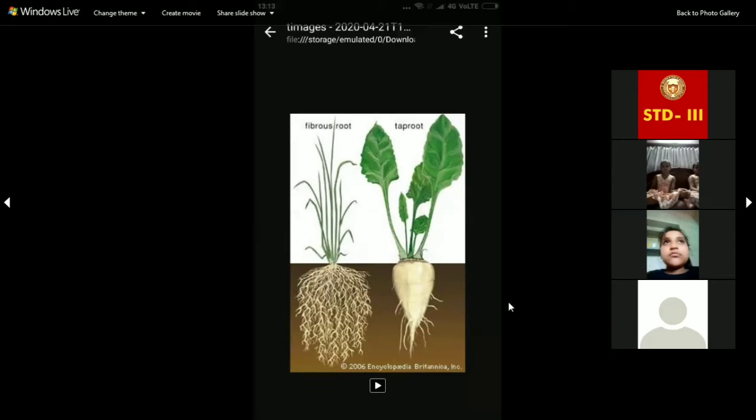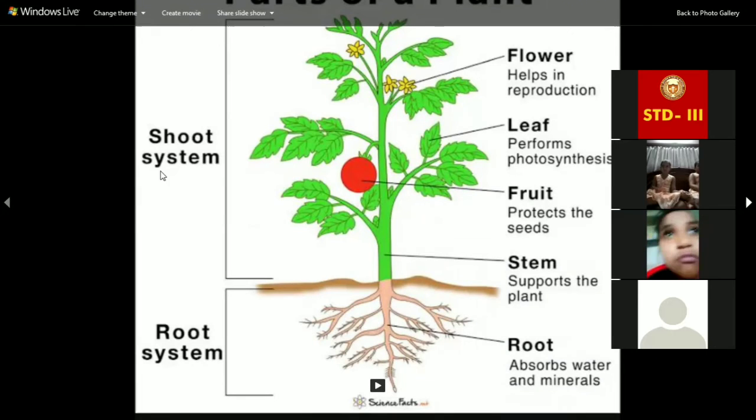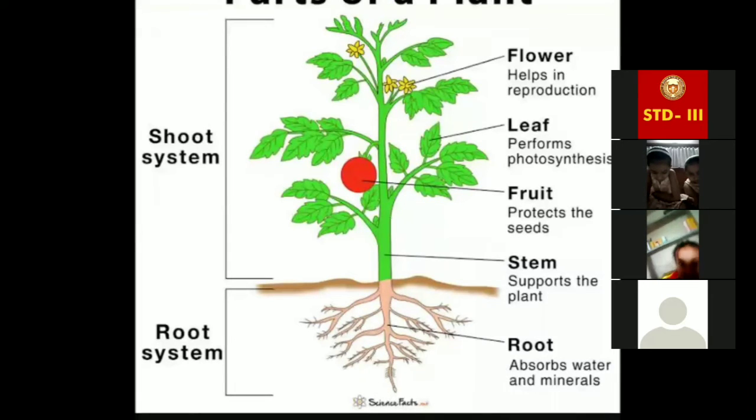Now the shoot system. I have already told you about the shoot system. Let us discuss it again. So this green portion in total is called the shoot system. The shoot system includes the above ground structures of a plant. So the structure of a plant that remains above the ground is called the shoot system.